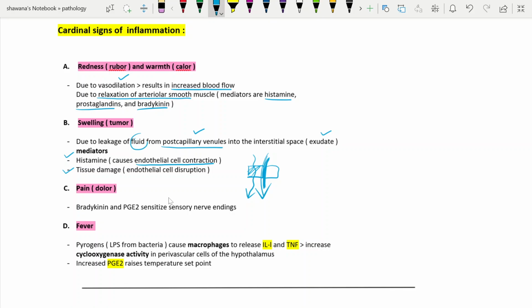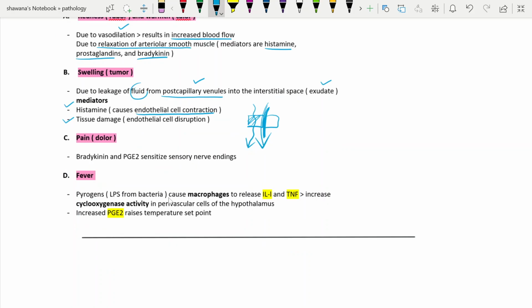Pain is due to bradykinin and prostaglandin E2, and the physiology behind how pain occurs is the sensitization of the sensory nerve endings. That's going to develop the pain. And the last is fever. Fever is going to occur due to pyrogens.